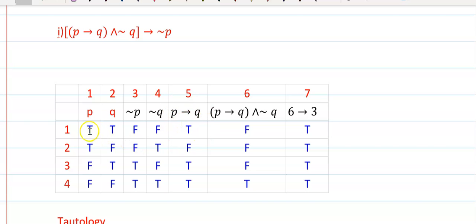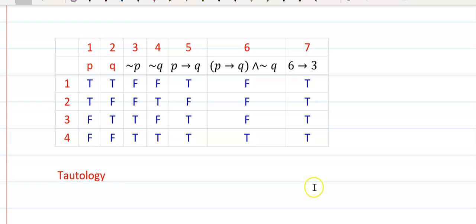P implies Q. That is T implies T, T implies F, F implies T, and F implies F is T. And the AND between the 5th and 4th is F, F, F, and T. And the last is 6 implies 3. That is F implies F, it is true. F implies F, again it is true. F implies T is true. T implies T is true. And overall, it is a tautology.